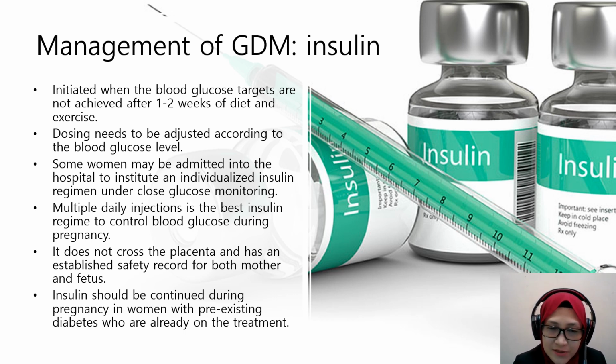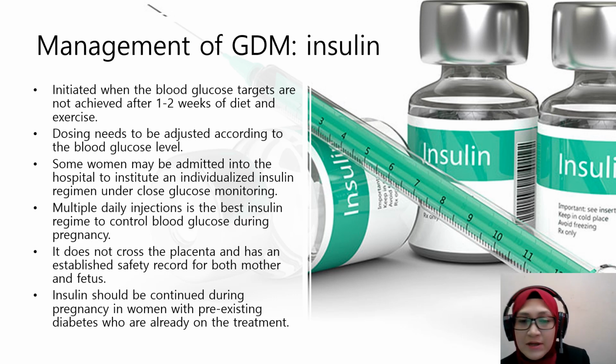So it does not cross placenta, because it is an endogenous substrate. We also produce insulin ourselves, so it does not cross placenta. It has an established safety record for both mother and fetus. And insulin should be continued during pregnancy in women with pre-existing diabetes who are already on the treatment. So if they have pre-gestational diabetes and are already on insulin, we can just continue the insulin.